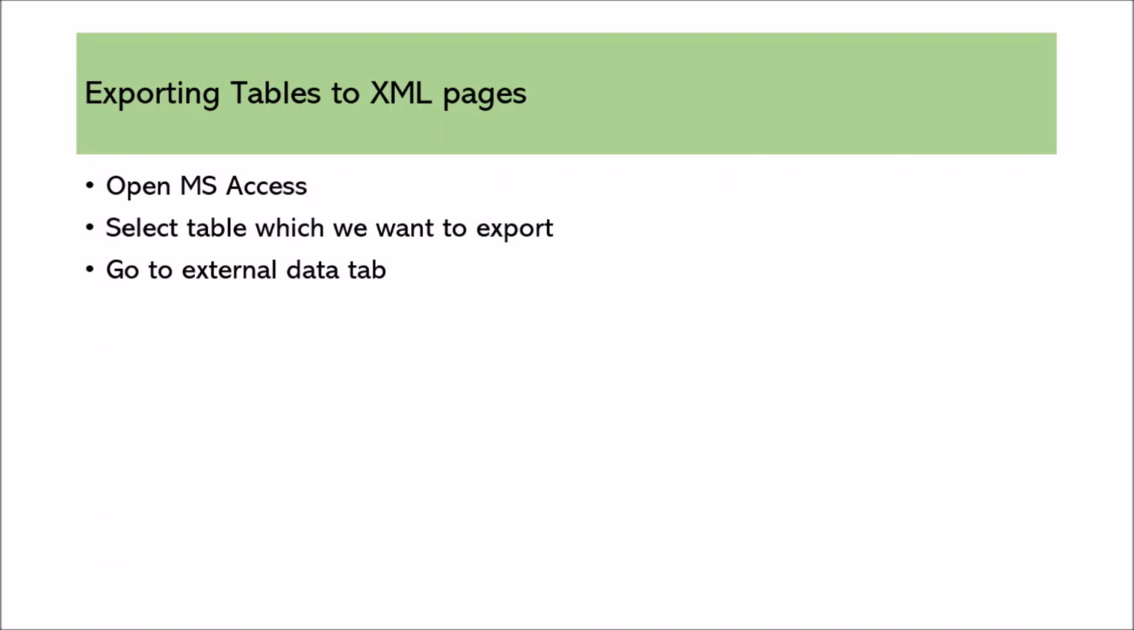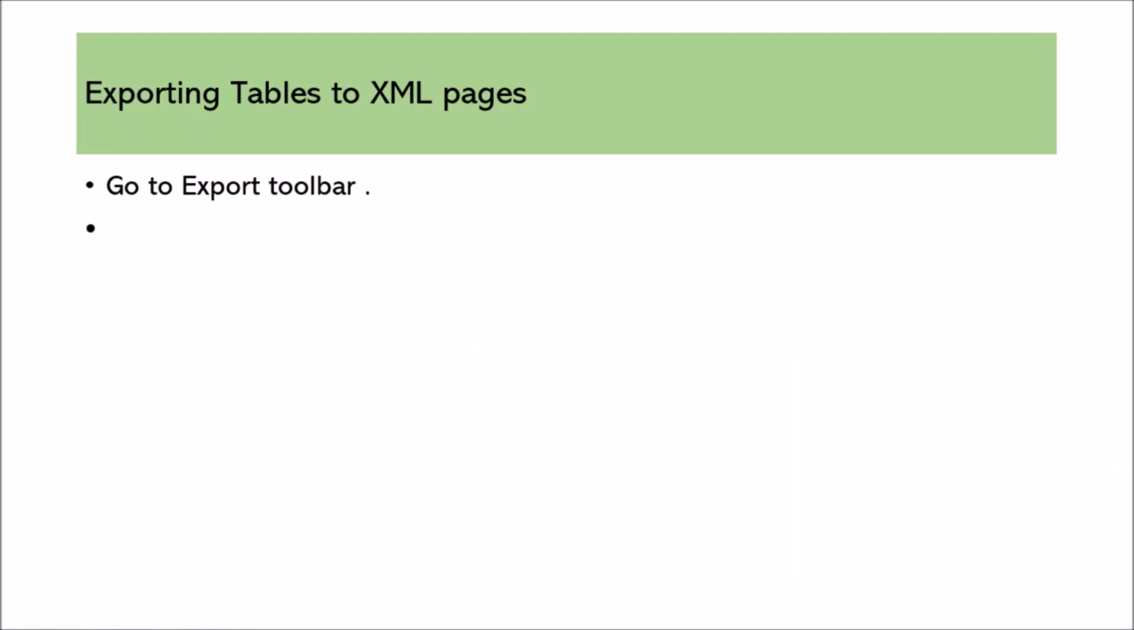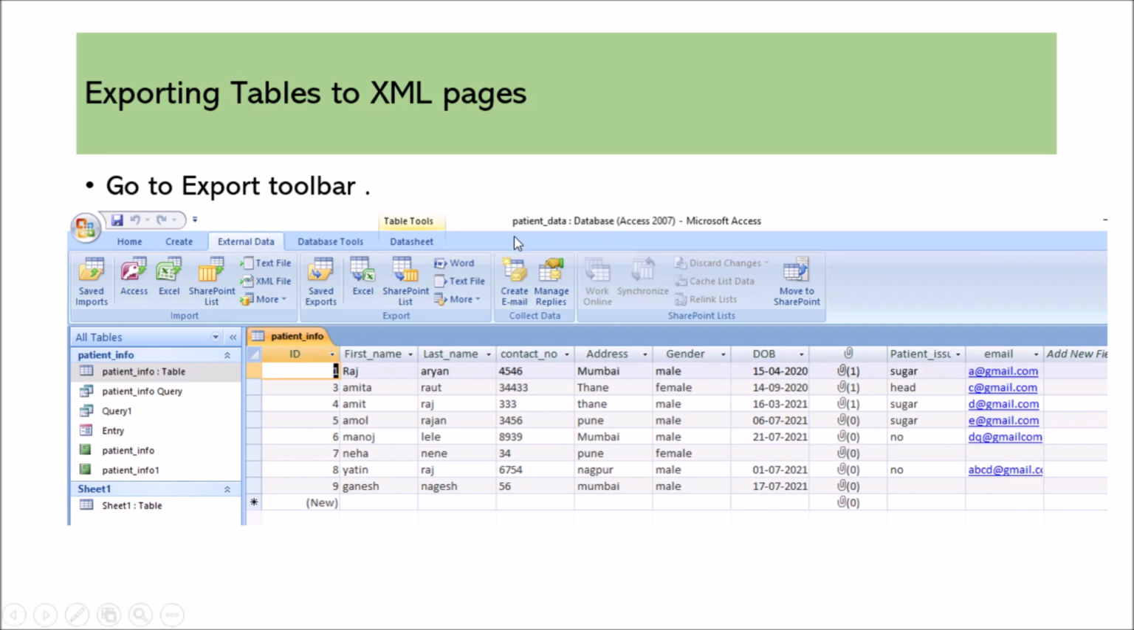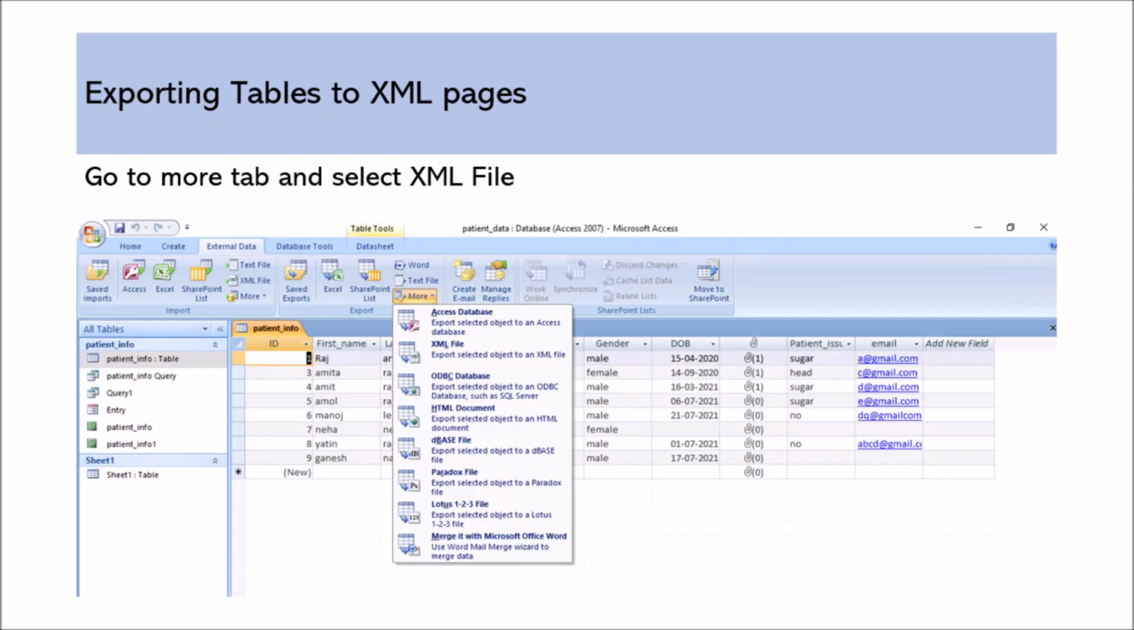Now we'll export tables to XML pages. How to export tables to XML pages? First of all, you have to open MS Access, then select the table which we want to export, then go to the External Data tab. So here is the GUI of MS Access. You go to the External Data tab and then go to the Export toolbar. This is a toolbar where we have various options of exporting data from MS Access. After going to the Export toolbar, you can go to the More tab and select XML file. So here is the More tab, and at this time you have to select XML file.